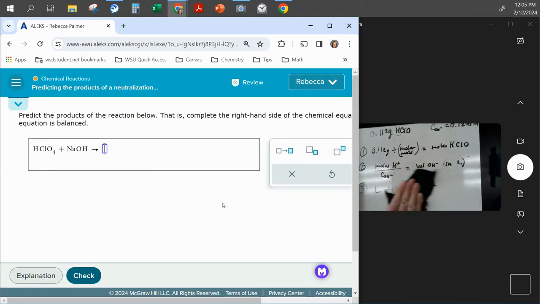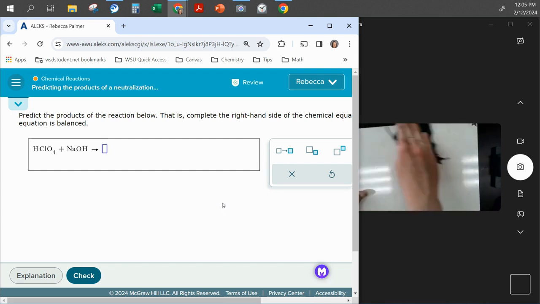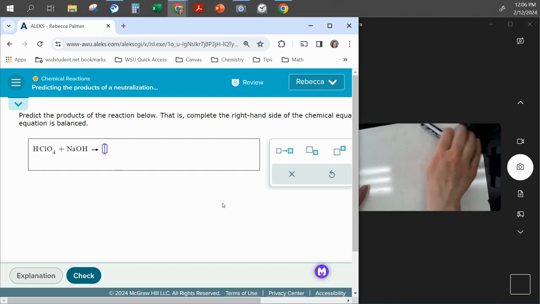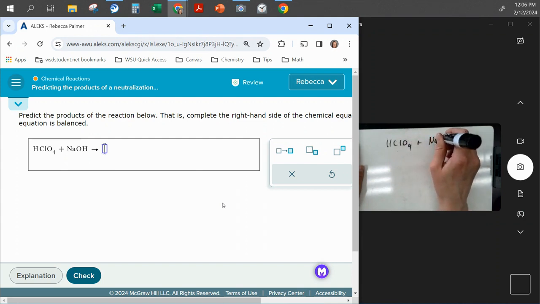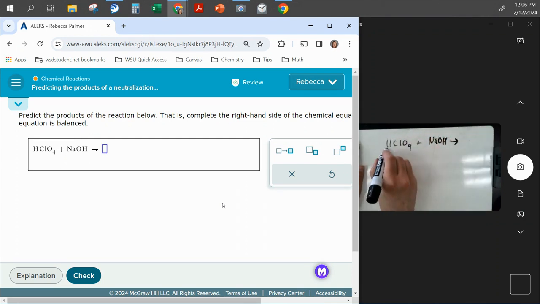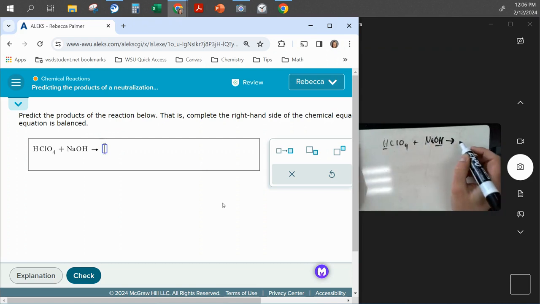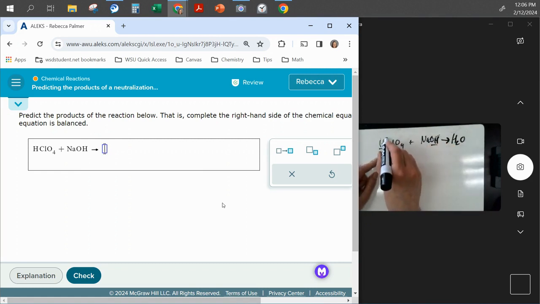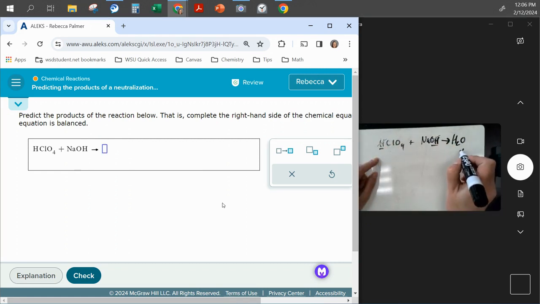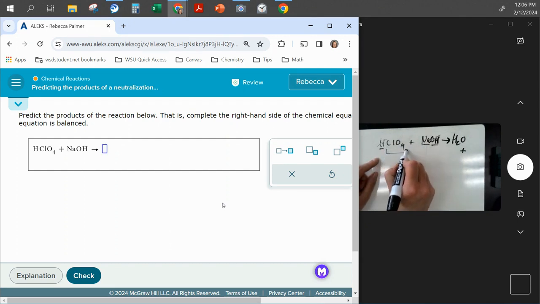Okay, so this one, whenever we add an acid and a base together, we will always get water and then some kind of ionic compound. So this one is HClO4 and NaOH. I see 1 hydrogen and 1 OH, so that will form 1 water. So this one we won't have to balance, so that's nice. So then whatever's left is the ionic compound or the salt. So I have sodium and I have perchlorate.